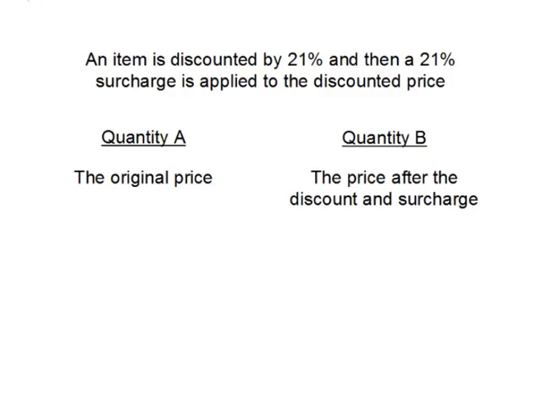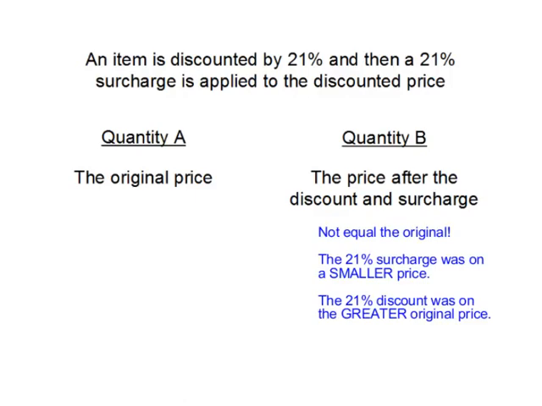Why not? Well, because the 21% were taken on different amounts. The first discount was taken on the greater original price, so the discount was 21% of a big number, whereas the surcharge was 21% of the smaller price. So the surcharge was smaller. It got marked back up by a smaller amount.